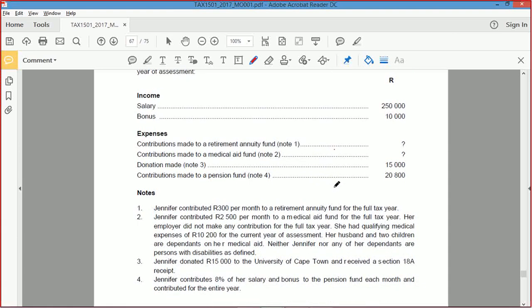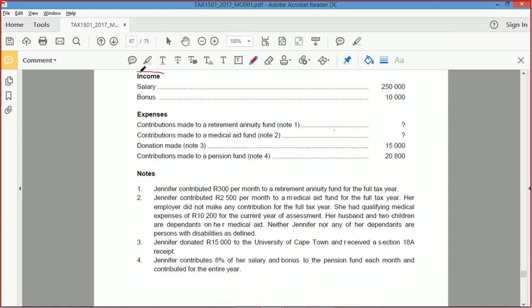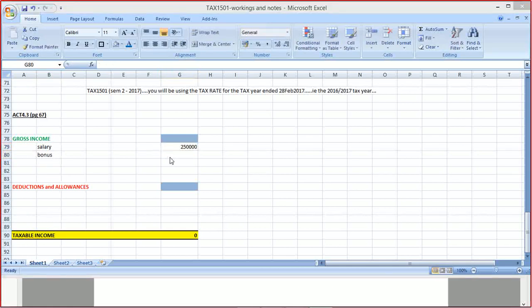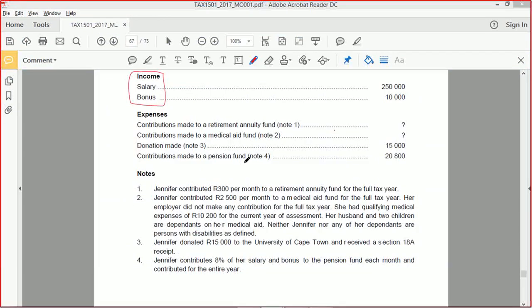Okay, fine. Income, salary and bonus. You should be thinking already about gross income. Gross income includes all the income. So does this meet the definition of income? Yes, it does. So salary and bonus will go here. Straightforward, easy marks that you should be able to get without much effort. It was 250 and 10.